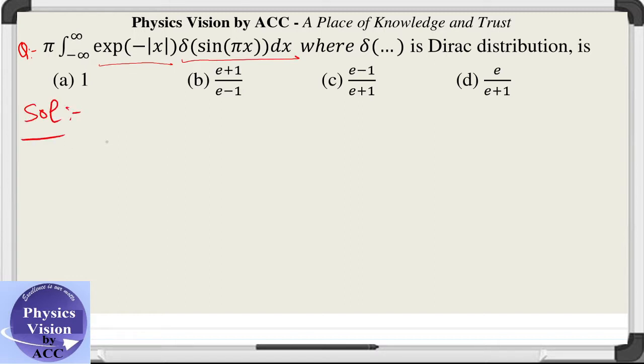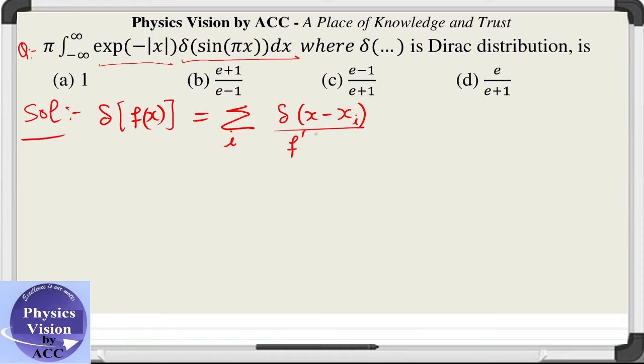In this, firstly we will make use of a property of a delta function, that delta function of a polynomial or a function f(x) can be written in the form of summation over i of delta of x minus xi, divided by f prime of xi at x equal to xi.